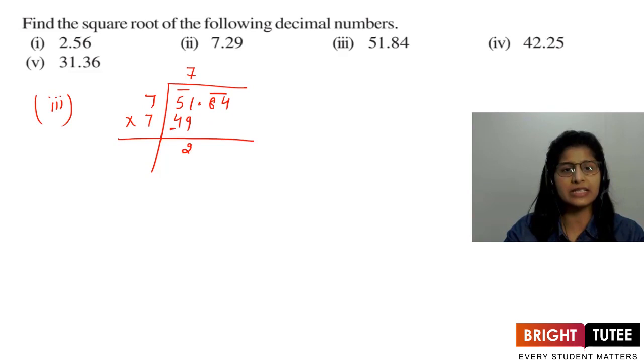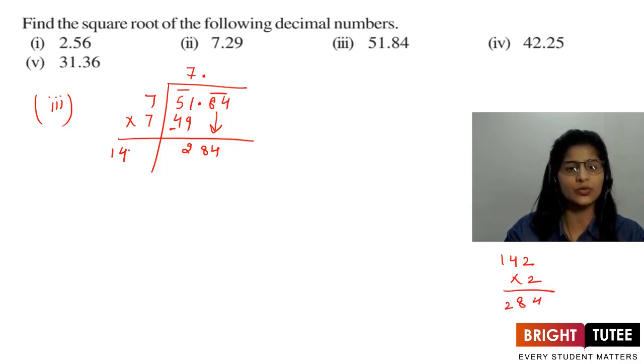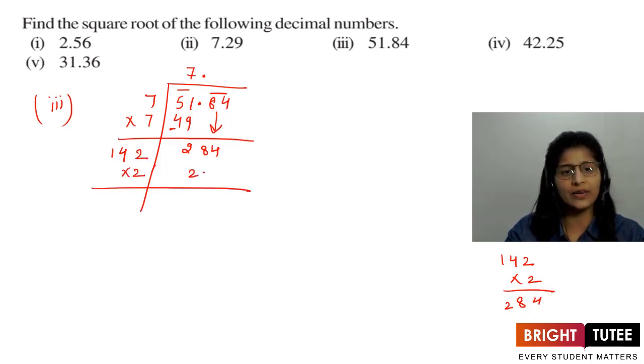Now because of the decimal place after 51, we place a decimal point here. And what will we copy? Can you think of it? Yes, we write 84. Double of 7 is 14. Now what should we write so that we get 4 here? Let's try with 2. 2 2s are 4, 2 4s are 8, 2 1s are 2. Yes, at 2 we get it. If we place 2 here and multiply it with 2, we get 284. And 2 is the quotient here. So 0 is the remainder.